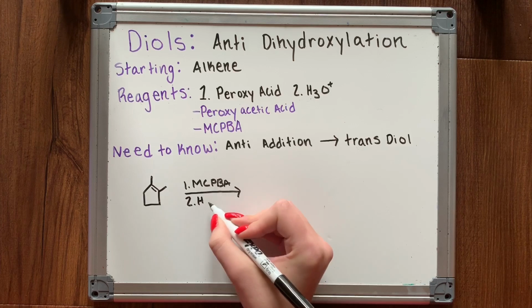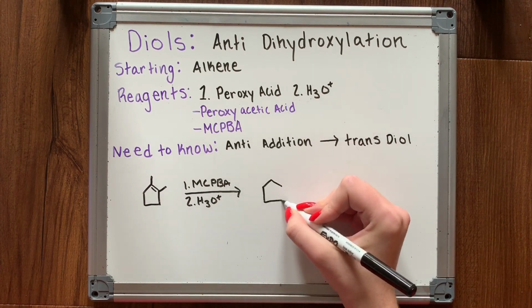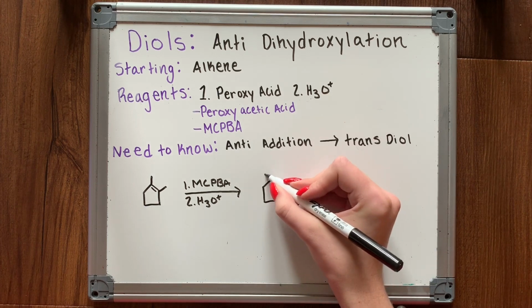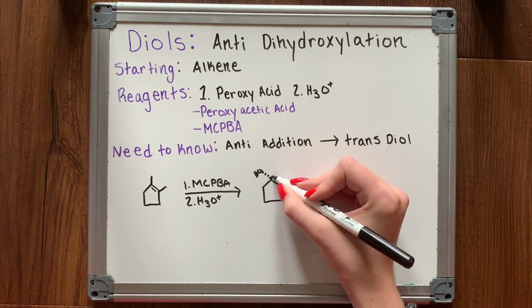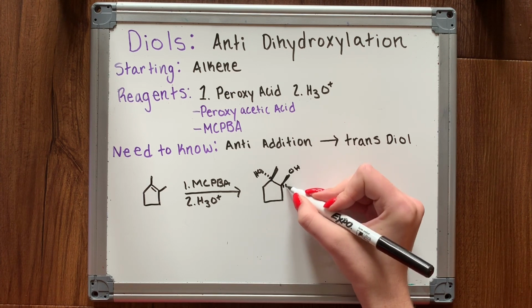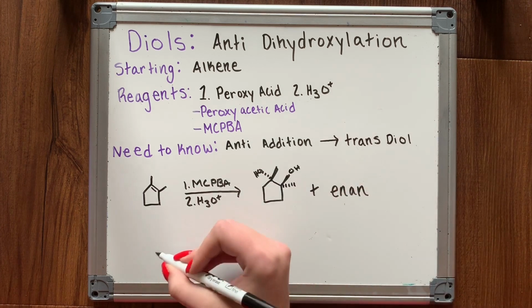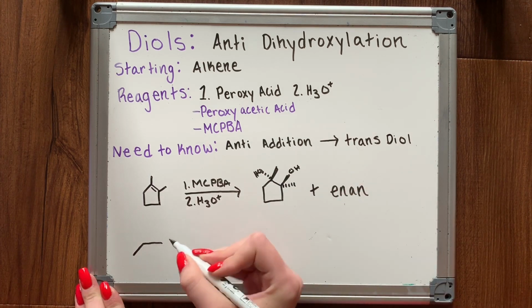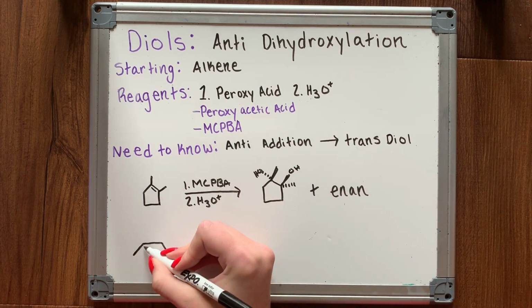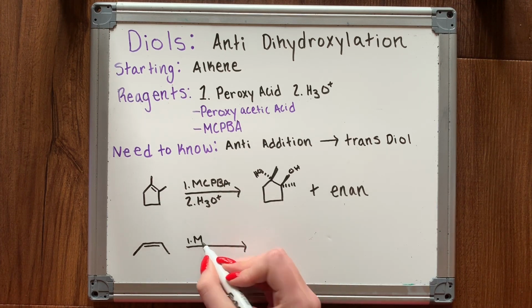In step one, you have a peroxy acid, commonly either peroxyacetic acid or MCPBA. In step two, you have H3O+, your addition source. This is anti-addition, so you will get a trans diol. This is because step two is an SN2 process, so you have an inversion of configuration. That is what produces the trans diol instead of the cis diol in this reaction.